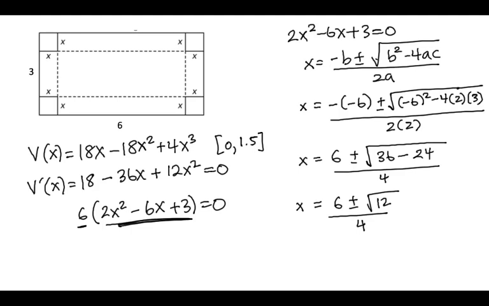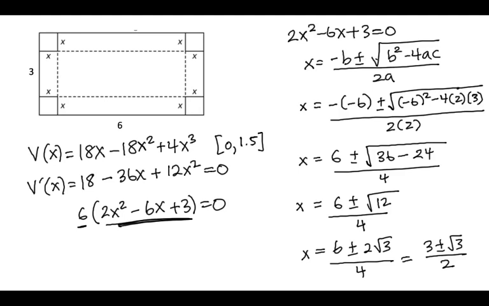All right, and I could just type that into my calculator, but the square root of 12, I can simplify that. 12 is 4 times 3, so let's pull the 4 out of the root. The square root of 4 is 2, and the 3 has to stay inside. All right, and you can see the 6 and the 2 and the 4, those are all divisible by 2. So I'm going to divide everybody by 2. 3 plus or minus root 3 over 2. All right, so those are my two critical numbers.